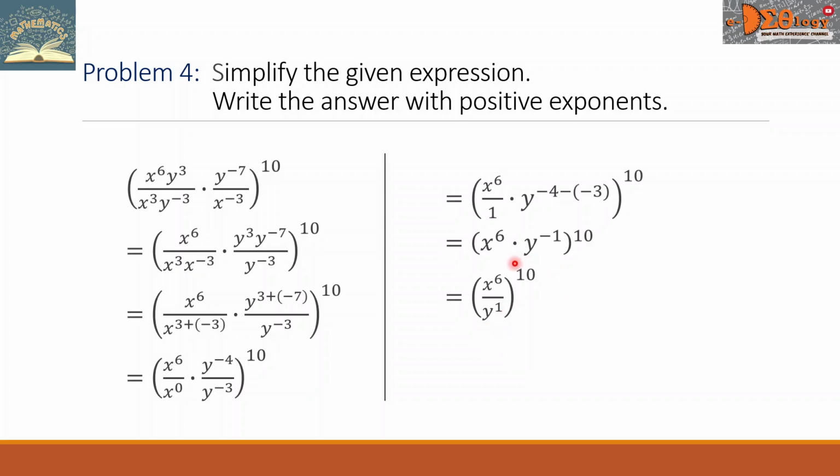Now we evaluate this power 10. We distribute this to the numerator and denominator respectively. So 10 times 6 and 10 times 1. So we have x raised to 60 all over y raised to 10. This is the final answer.